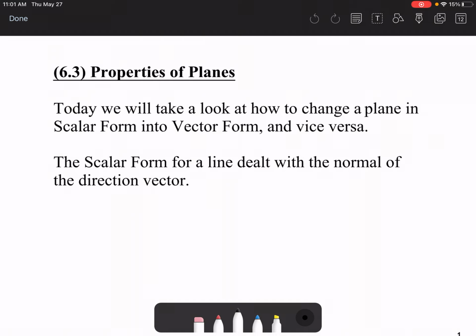But before we go into that, just remember that the scalar form of a line dealt with a normal vector. When we had a line right here, the scalar equation, only in two-dimensional space, dealt with the normal. So how did it relate to our directional vector? If this was our directional vector, this was our normal vector right here. The normal dotted with the directional vector equals 0.